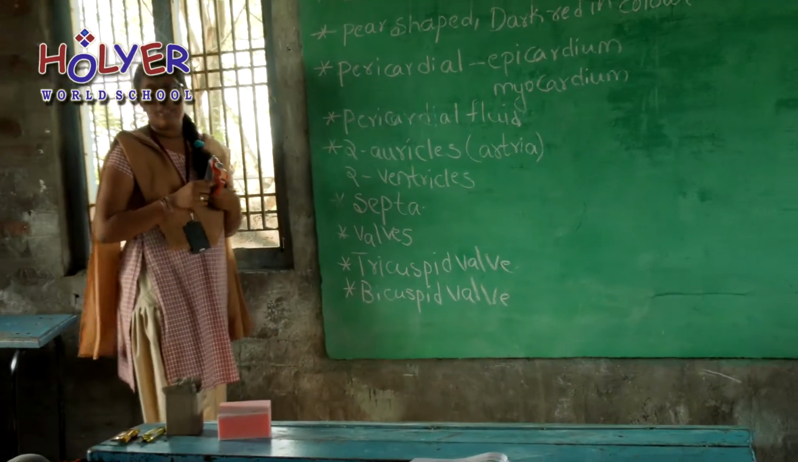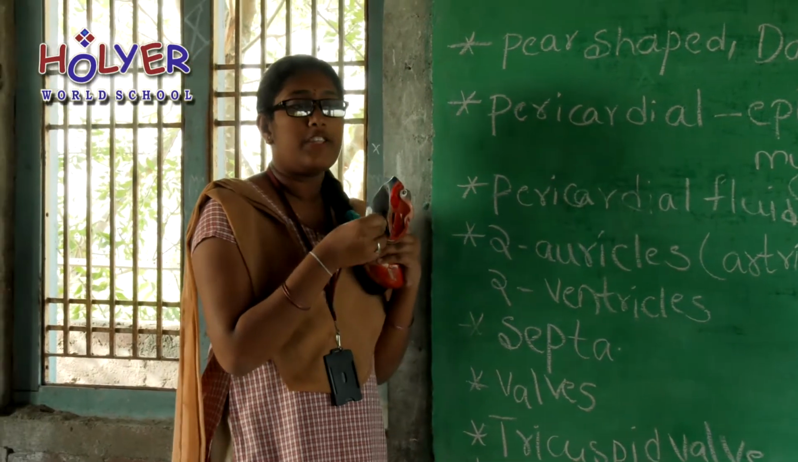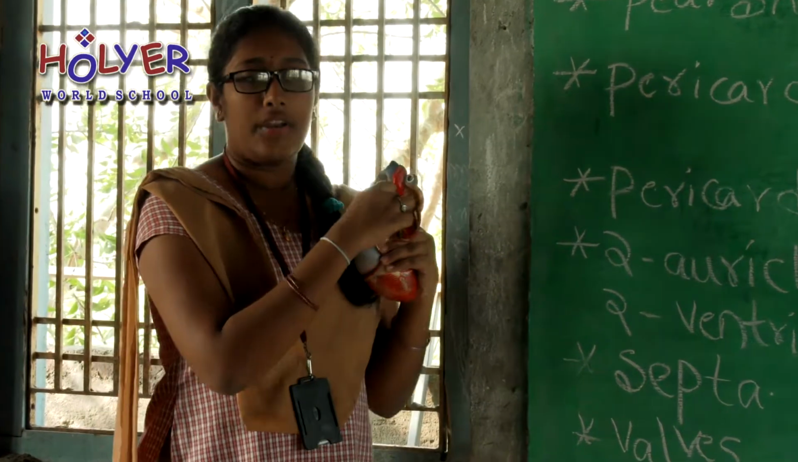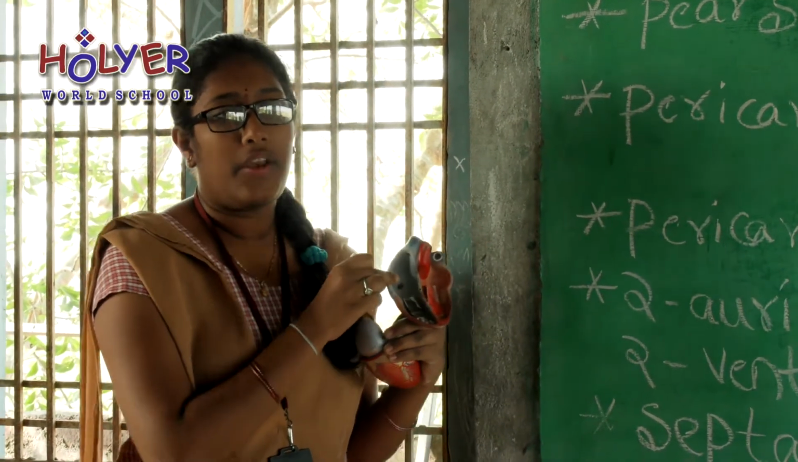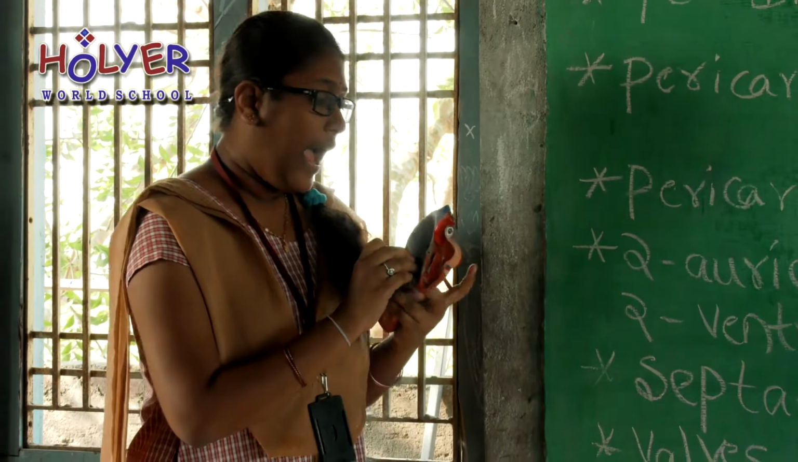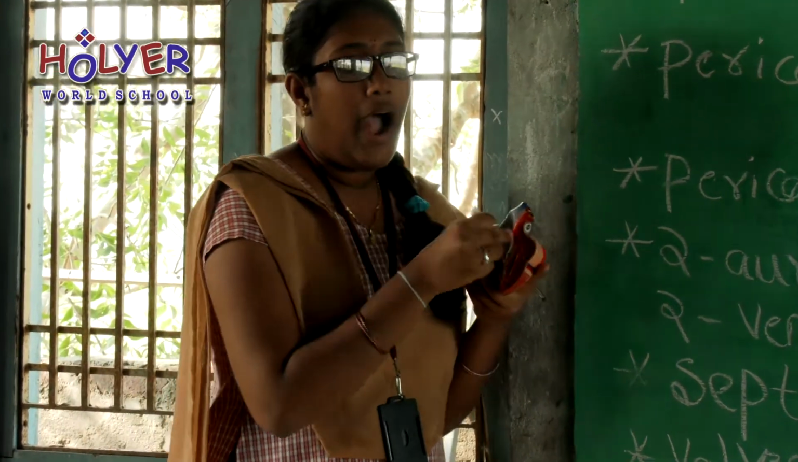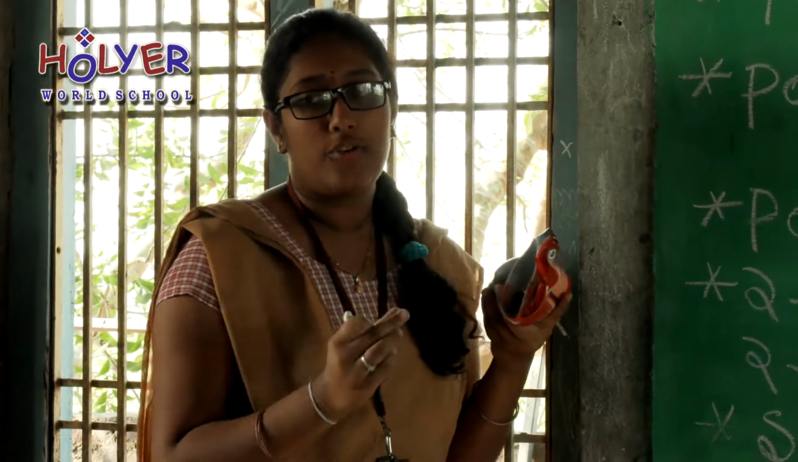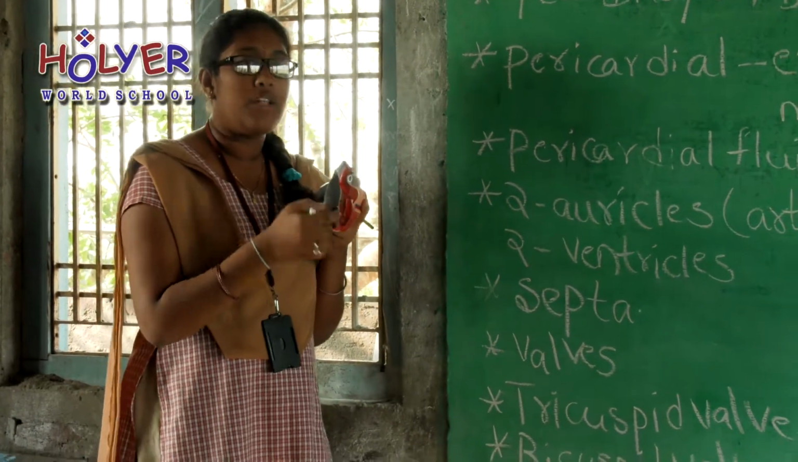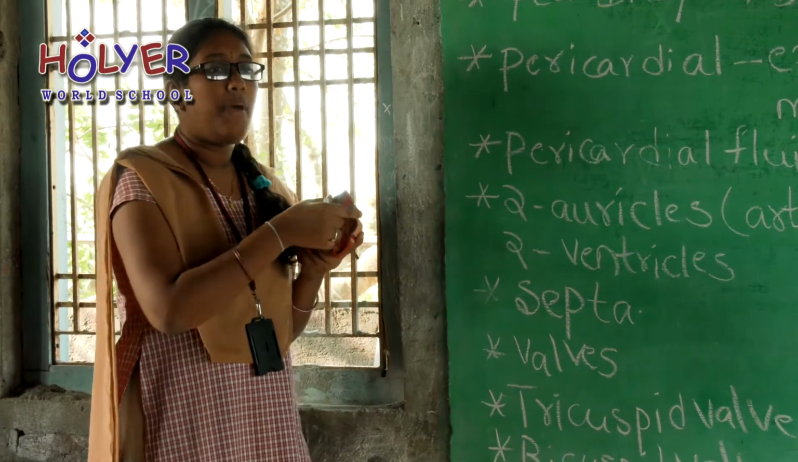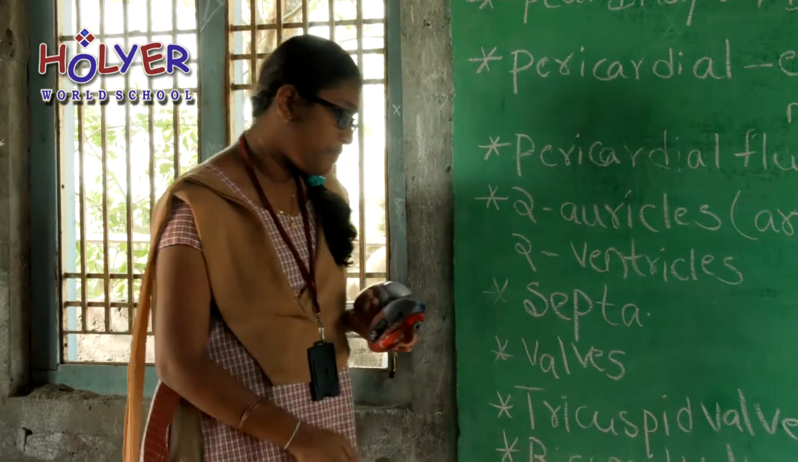The internal space of the left auricle and left ventricle is smaller compared to the right auricle and right ventricle. The walls of the atria are less thick than the ventricular walls because the ventricles must pump blood with much force. So the walls of the ventricles are much thicker compared to the atrial walls.